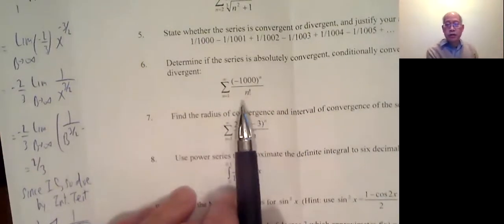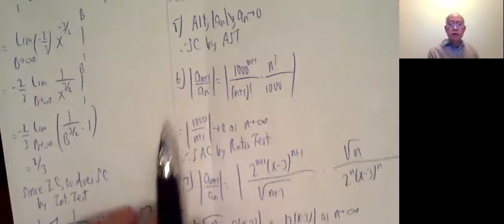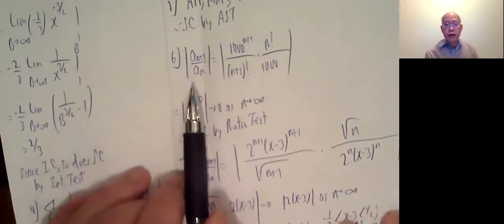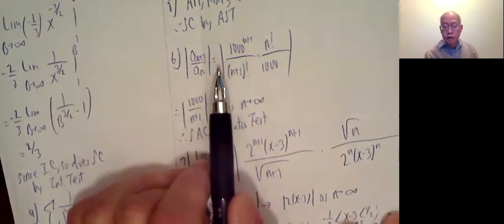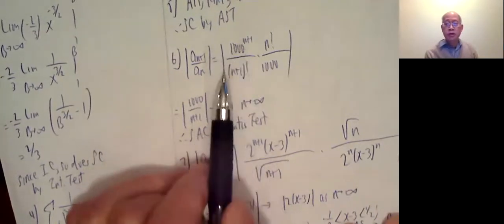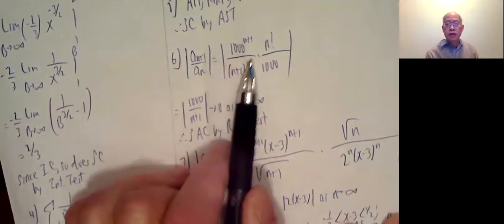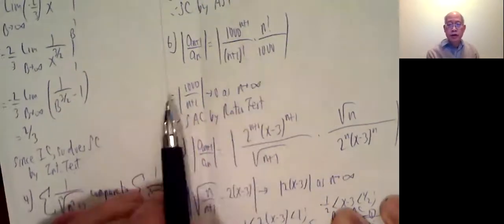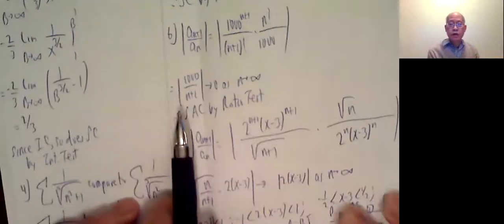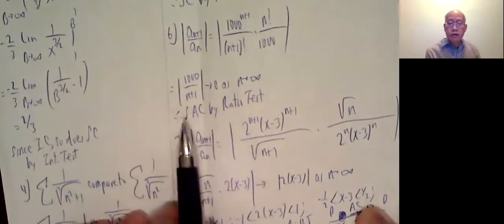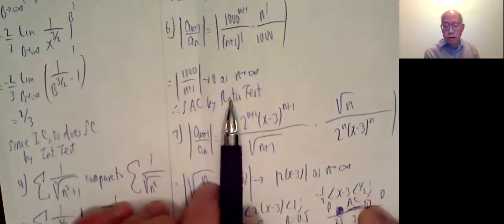Number 6, best way to do situations with the factorial is with the ratio test. So absolute value of summation of a sub n plus 1 over a sub n. When you're doing absolute value, you can change negative 1,000 to just positive 1,000. So 1,000 to the n plus 1 over n plus 1 factorial times n factorial over 1,000 to the n. The 1,000 stuff gives you 1,000 on top. The factorial gives n plus 1 on the bottom. So that approaches 0 as n approaches infinity. Therefore, the series is absolutely convergent by the ratio test.